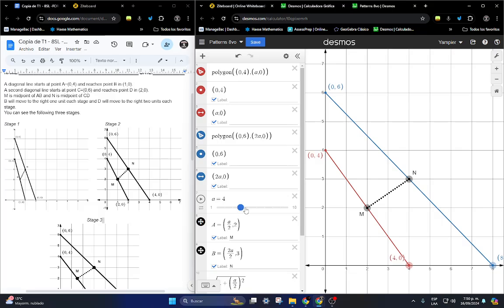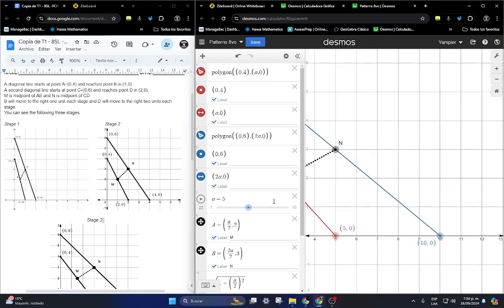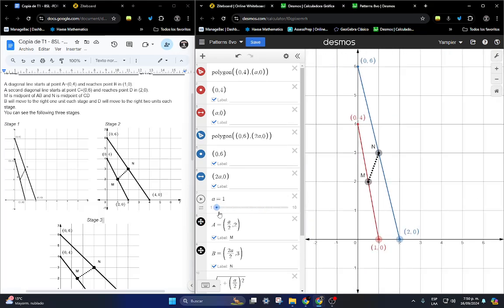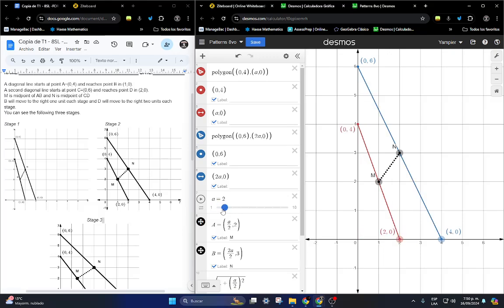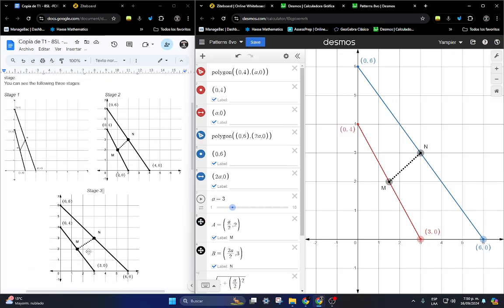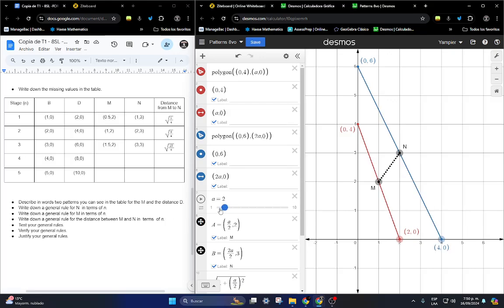Stage 4, stage 5. It's not quite visible completely. Stage 6, stage 7. So far so good. So again, stage 1, stage 2, stage 3. Here are the fixed static images, and here's the table. So we are going to be completing this table, this information. Okay, so let's go back to stage 1.